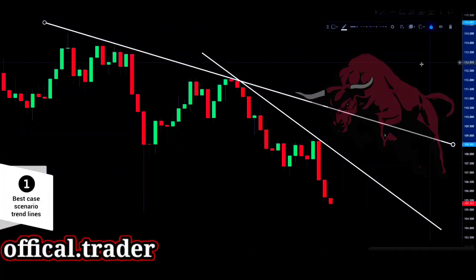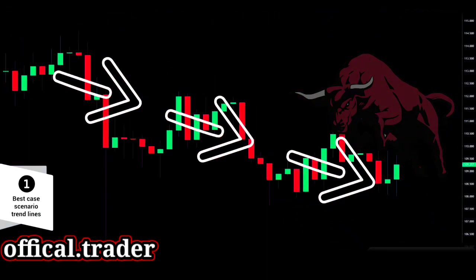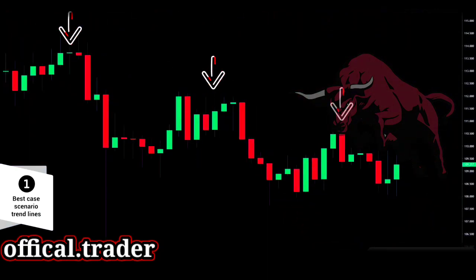So next, here's your moving downtrend. And again, we connect the swing highs along the top.